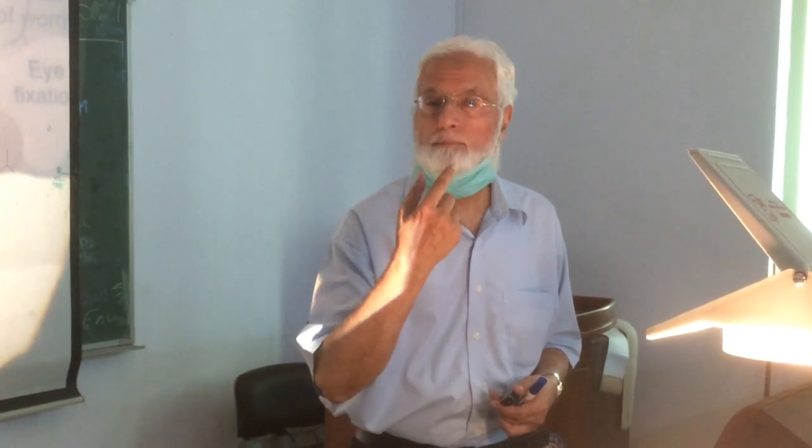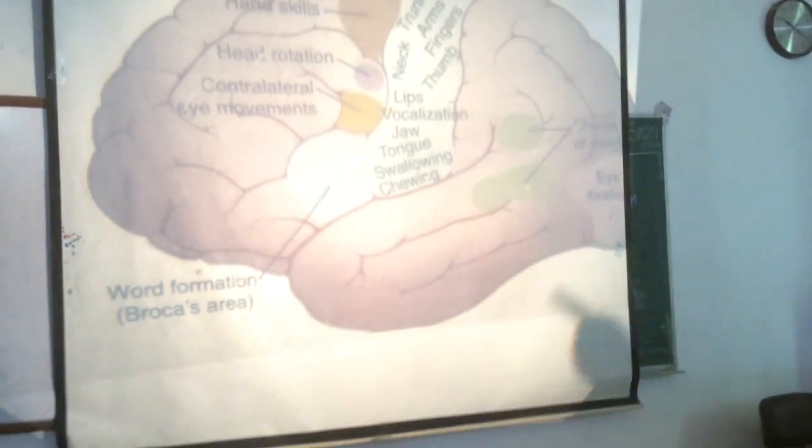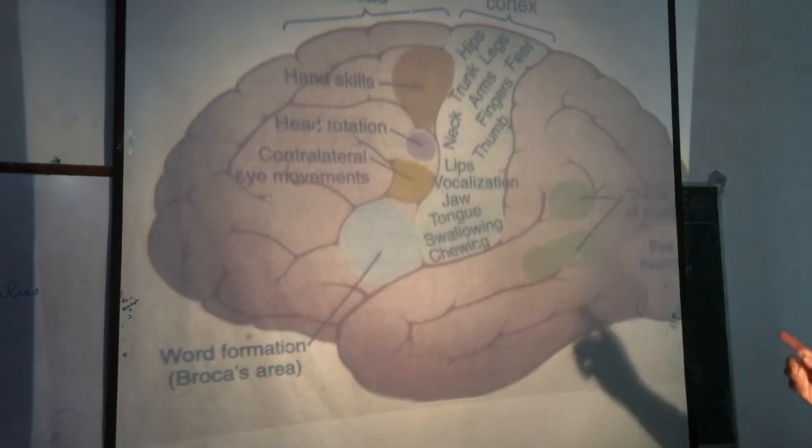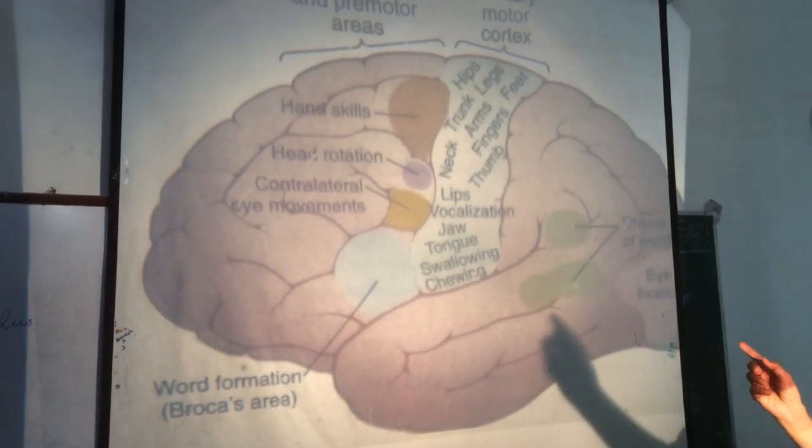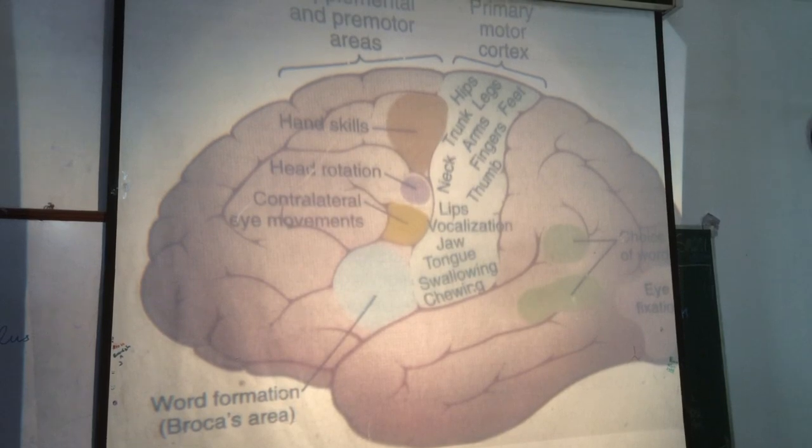What are the organs of articulation? Tongue, lips, soft palate, and teeth also take part. So in articulation, words are formed from the sound produced in the larynx. So the details of the pattern of contraction of muscles of phonation and articulation are formed in Broca's area, that is, the motor speech area.